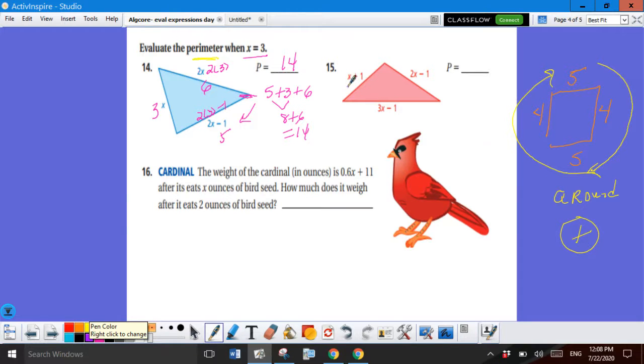Okay, let's see how you did. Remember, x is 3, so 3 plus 1 is going to give me 4. So this one is 4. 2 times 3 is 6. 6 minus 1 is 5. So that's 5. And 3 times 3 minus 1 is going to give me 8. So I have 4 plus 5 plus 8, which is going to give me 17.